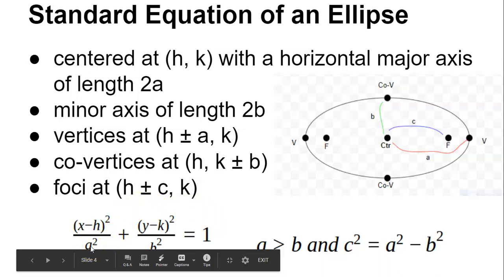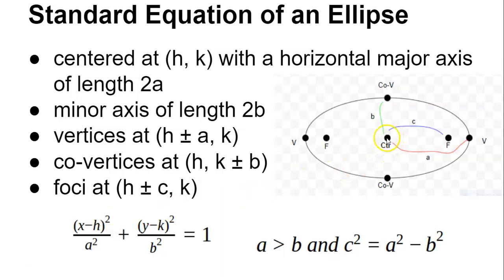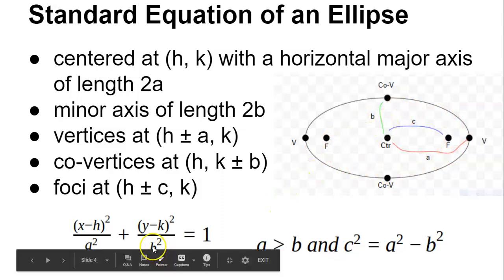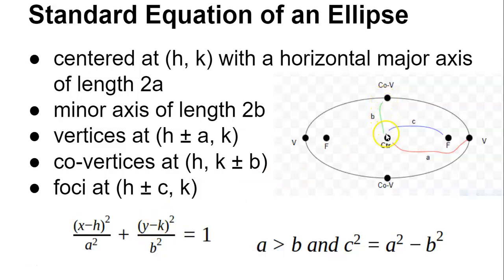The longer thing is underneath the x for this one. The longer of the two, a and b, is a. So you get a squared underneath the x term, the x part that's squared. What that means is the longer thing goes in the x direction if you have a horizontal ellipse, an ellipse that looks like a football that's just lying on the ground. The shorter thing, the b squared in this case, is underneath the y part that's being squared, because this is the shorter part compared to this part over here.